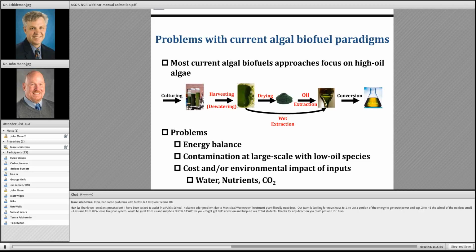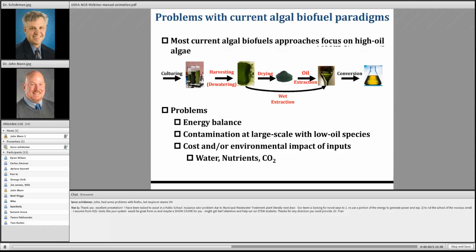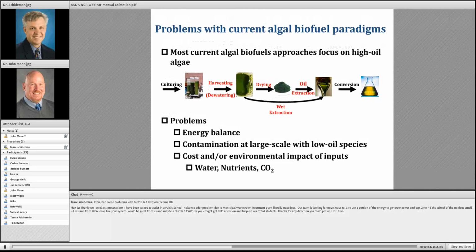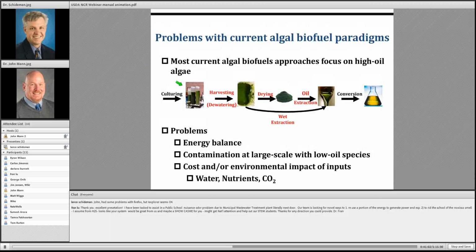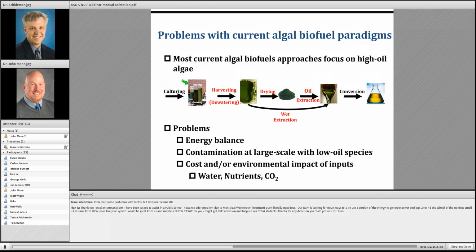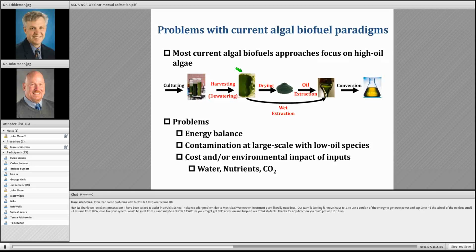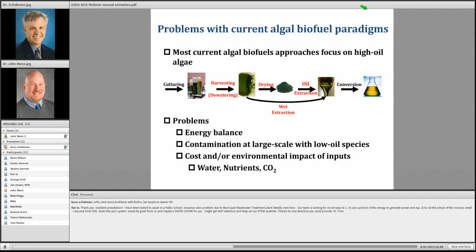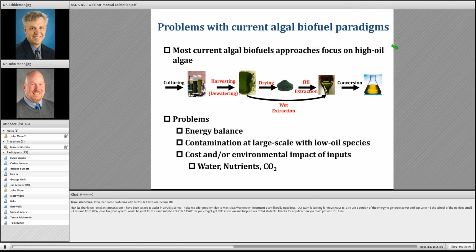So what are the problems with current algal biofuel paradigms? This diagram at the top shows the way algal biofuels is conventionally done. You have a culturing operation where you grow the algae, then you harvest the algae into a cake, then you dry the algae out. That algae typically has an oil component, so you try and extract the oil, and then you can convert that to biodiesel, similar to how you would do with soybean oil.